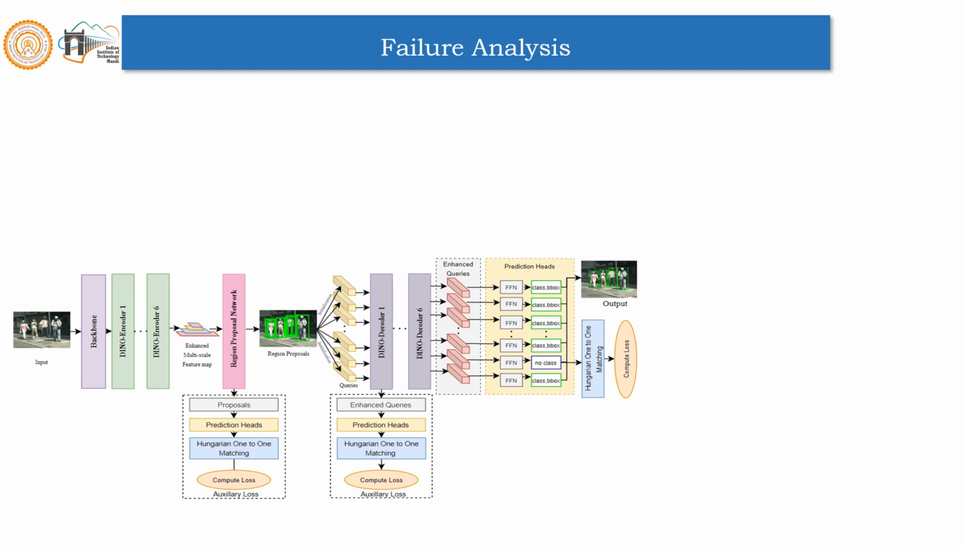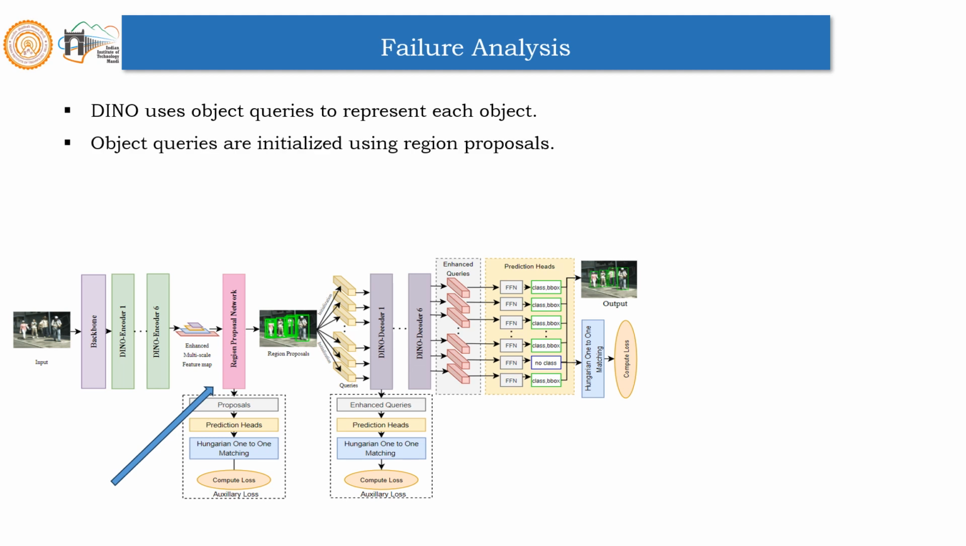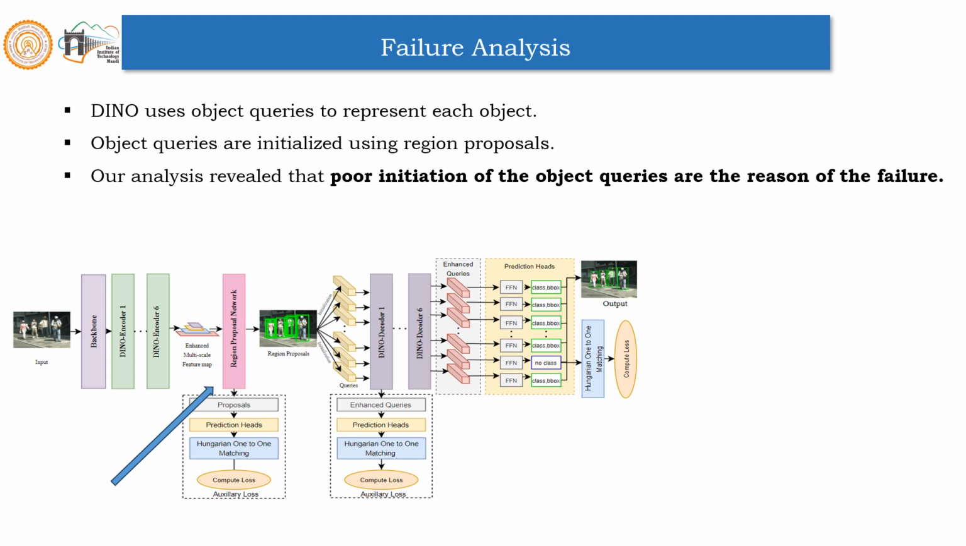Our task is to understand the reason behind the failure, and our analysis revealed that the failure is because of this region proposal network. DINO uses object queries to represent each object, and queries are initialized using region proposals. Our analysis revealed that the poor initialization of these object queries is the reason behind the failure.